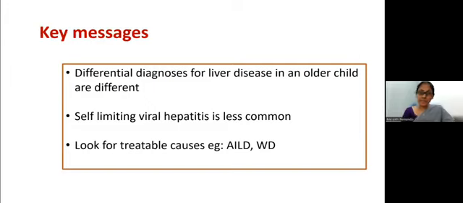So that brings me to the end of my lecture. The key features I would like to highlight are that the differential diagnosis for liver diseases in an older child is different from an infant and a younger child. Self-limiting viral hepatitis is less common, but nowadays in a liver community, autoimmune liver disease and Wilson disease are quite common and they are treatable. So it's very important that you look at them.